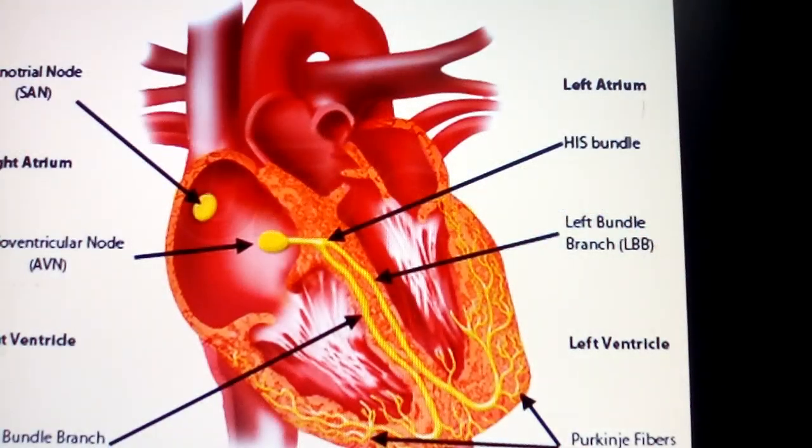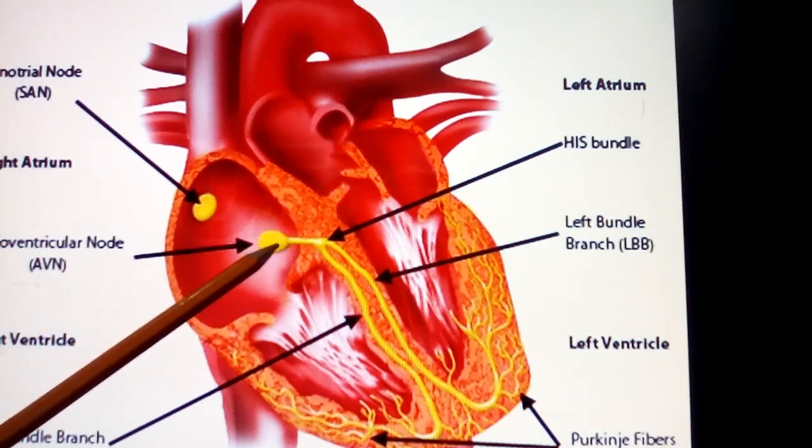All right, here's a somewhat prettier picture than the one I had on my screen, but see this yellow mass here? This is the right atrium. There's your superior vena cava. That's the sinoatrial node or SA node right there. That's what originates the impulse. That's the pacemaker, and the impulse will sweep through the atria. This little yellow mass I'm indicating right here, that's the AV node.